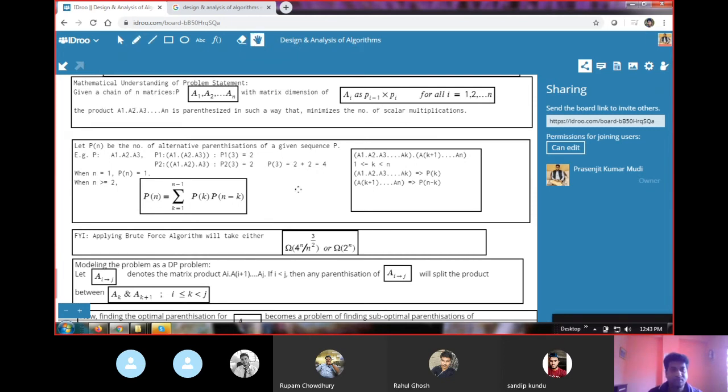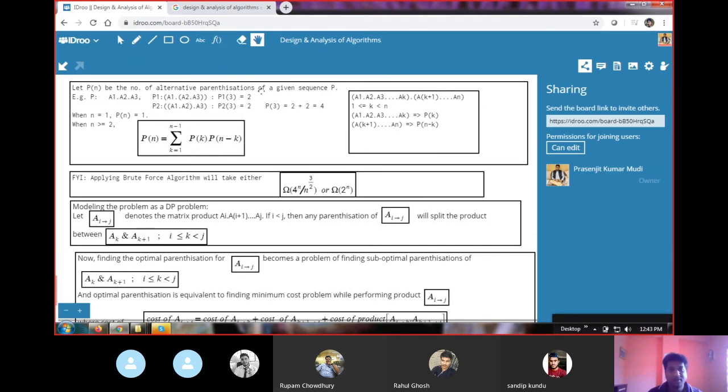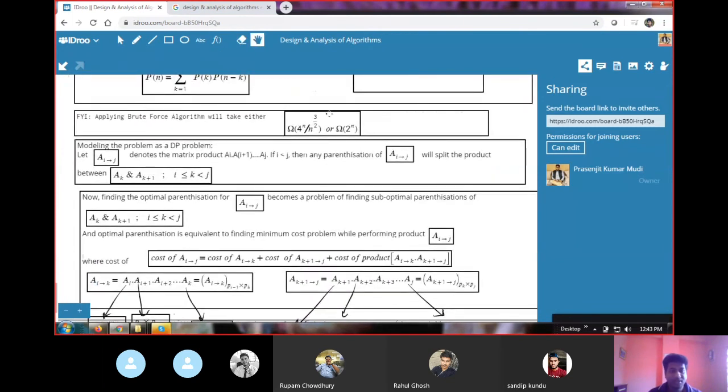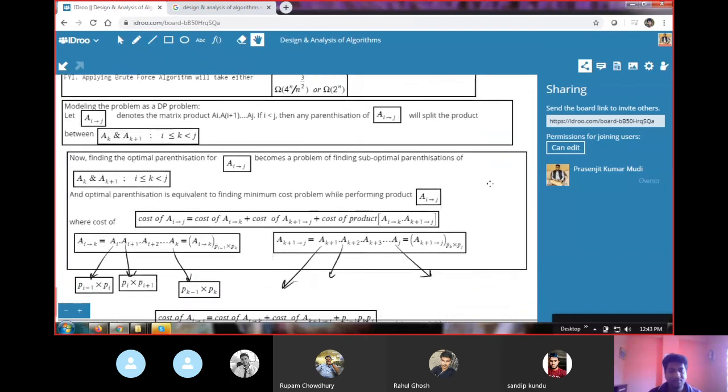Next we understood that Pn is the number of alternative parenthesizations of a given sequence, and Pn follows a recurrence relation: the sum of Pk times P(n minus k) for k equal to 1 to n minus 1. If I apply a simple brute force, it is exponential in n, a very poor algorithm.